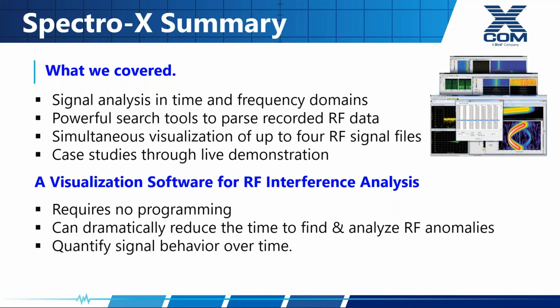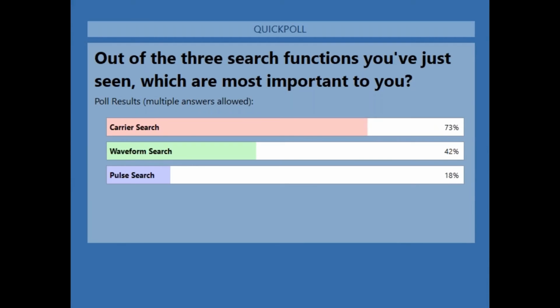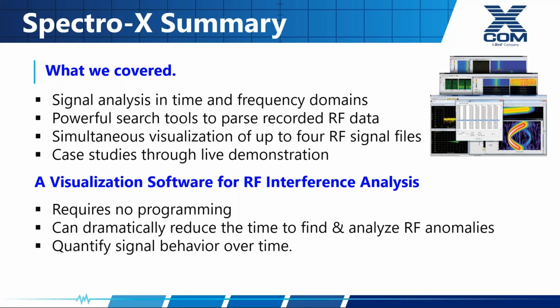So here, let me share the results of the poll, and you can see, 73% said the carrier search. Looks like that would be most important to the audience, followed by waveform search, and then last, pulse search. Very interesting. Okay, Alex. Thank you. Do we have any more questions we'd like to take, Katie, or should we go into the summary? So another question from Rob was, so any real-time spectrum analyzer can create recordings, is the question.